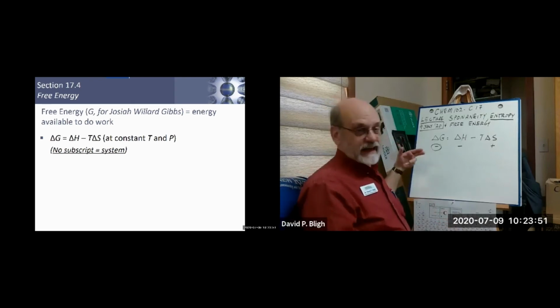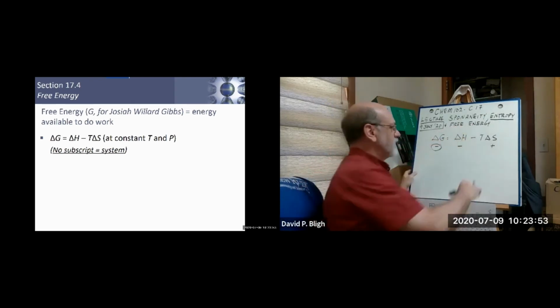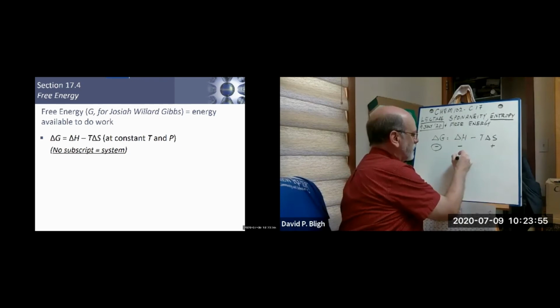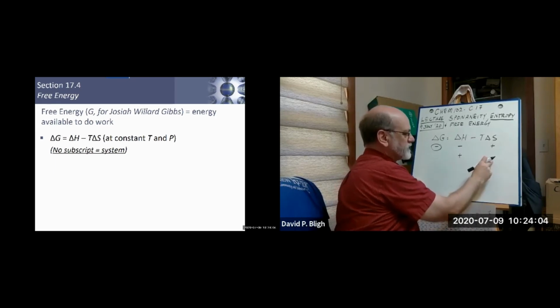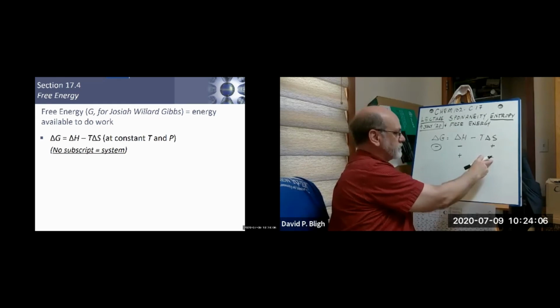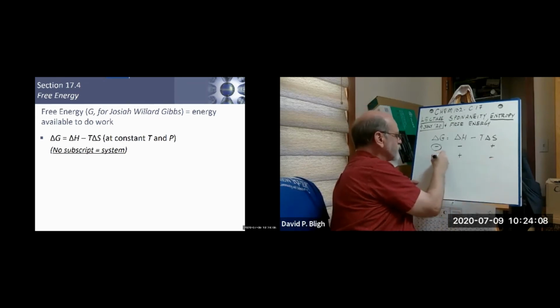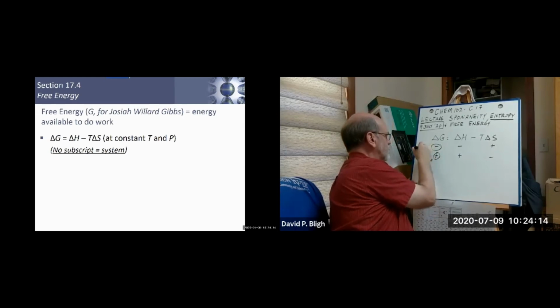How would we get positive out of some other terms? Well, if we have positive here and negative there, that makes both of them positive. This is endothermic plus entropy is decreasing. So that would be a positive value here, and that's non-spontaneous. This is spontaneous.